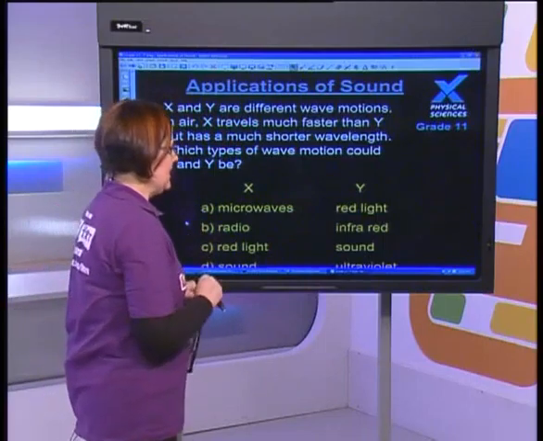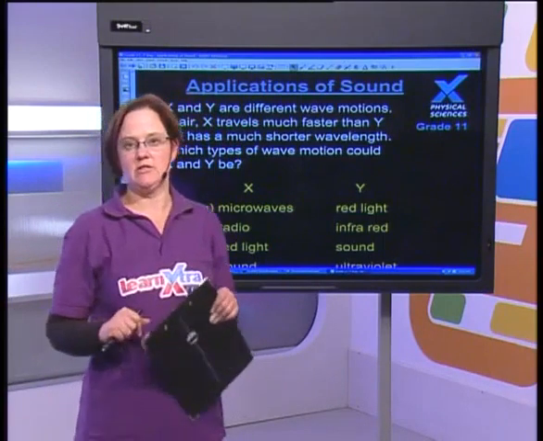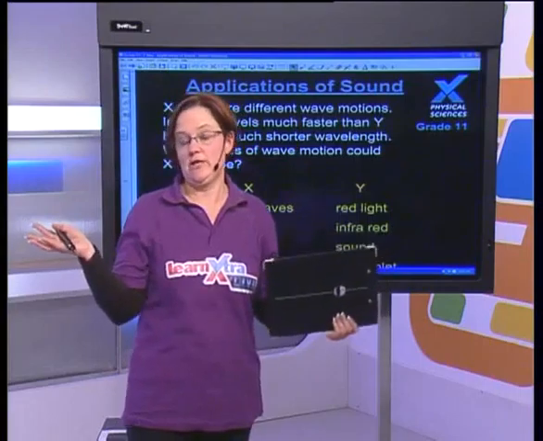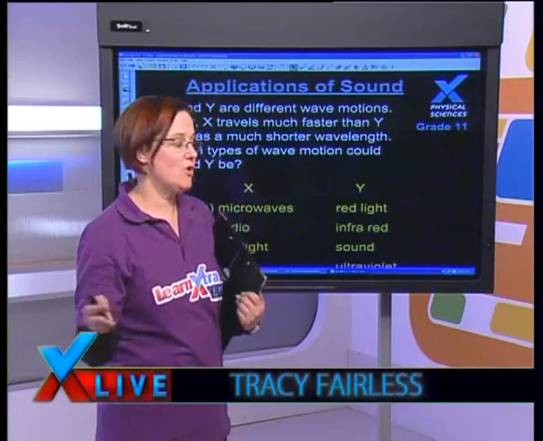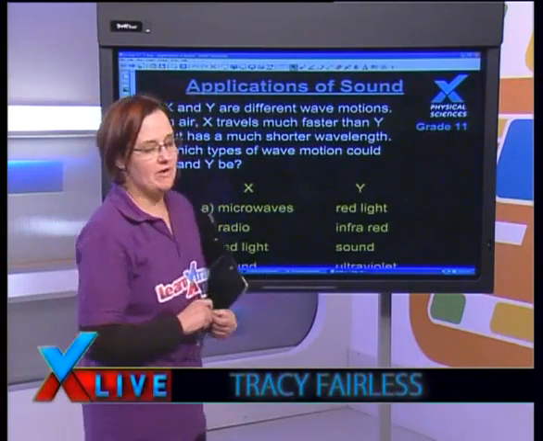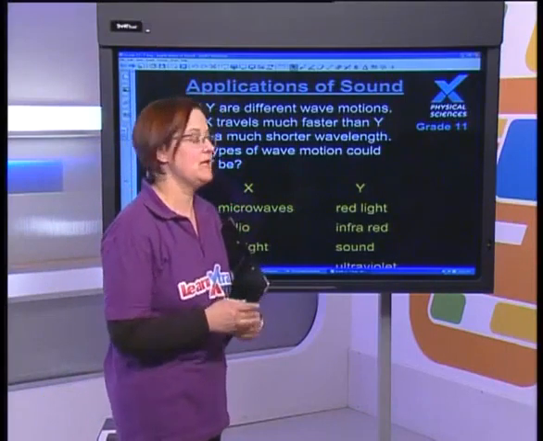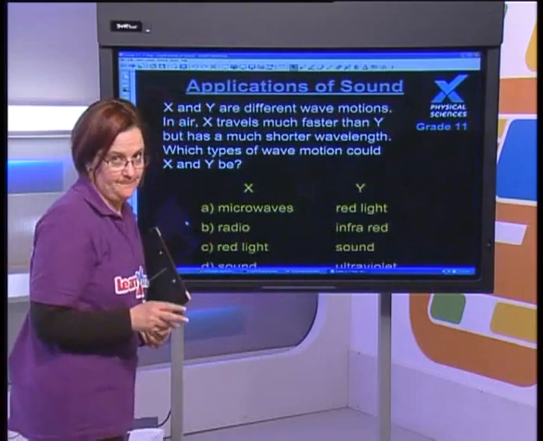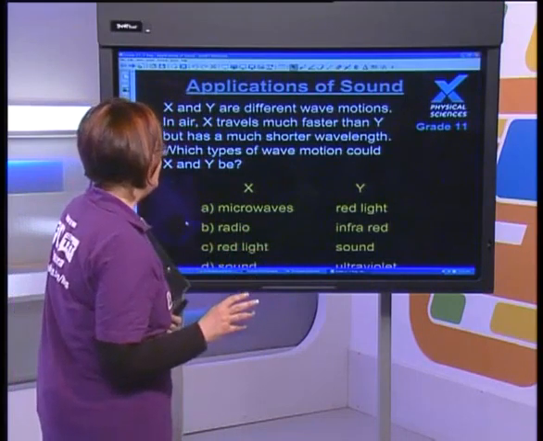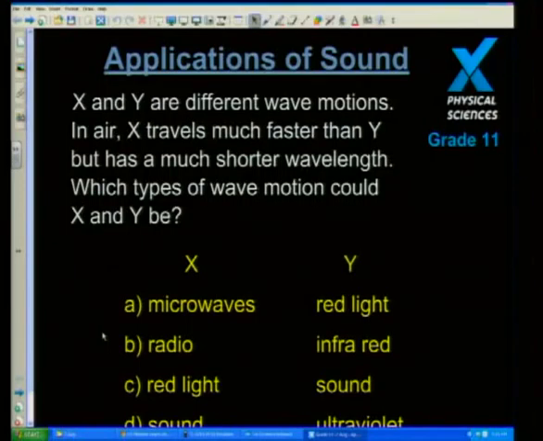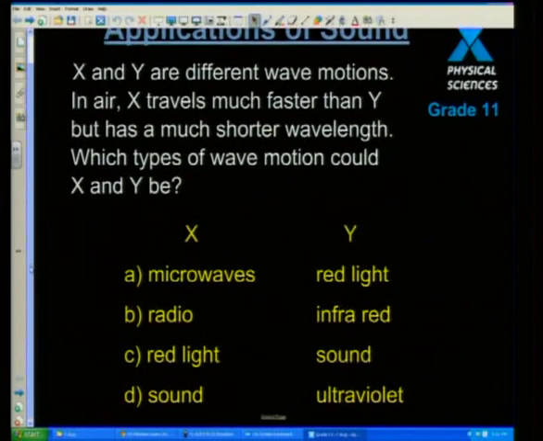Well, grade 11s, I've taken a leaf out of Phil's book, actually, for you guys. He always has the challenge question. So, I have a question for you guys in terms of application of sound. It is going to get posted on the Facebook page a little bit later. We are making a plan. But here's the question. Okay, so I'm going to read it to you. X and Y are different wave motions in air. X travels much faster than Y, but has a much shorter wavelength. What types of wave motion could X and Y be?